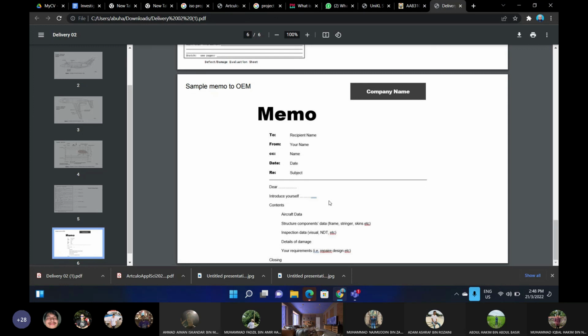Then you have to explain all the information from the report in this text here briefly: aircraft data, structure component data, inspection data, detail of the damage, and your requirement again, and then your closing, normally with thanks or with some request to have the response as soon as possible. That could be the closing.